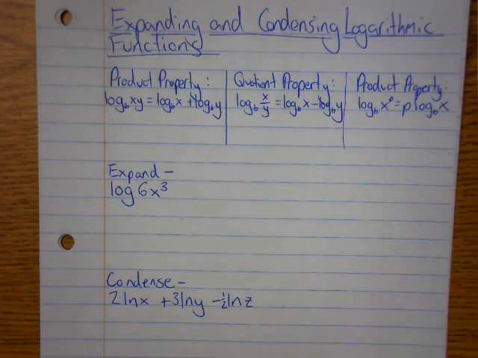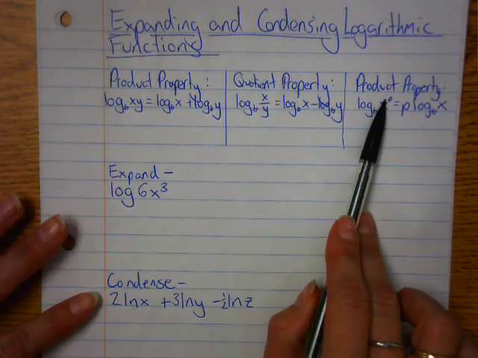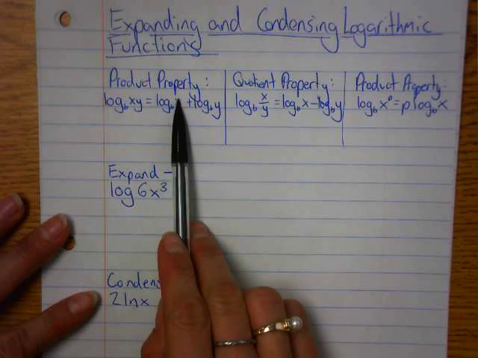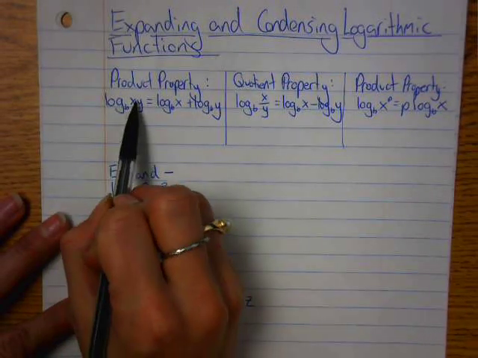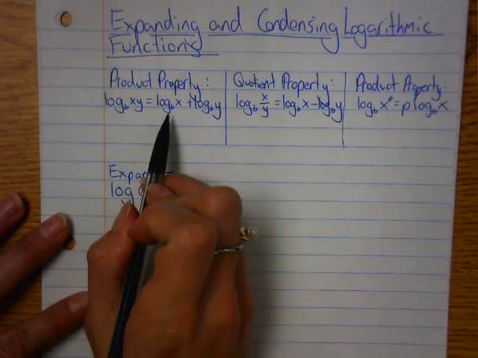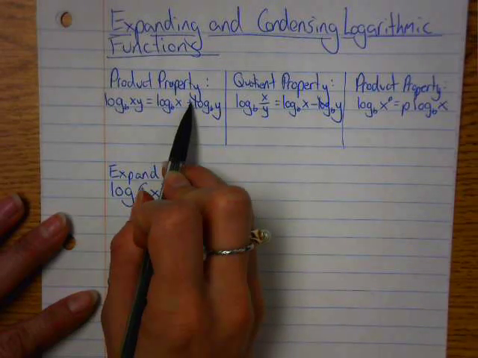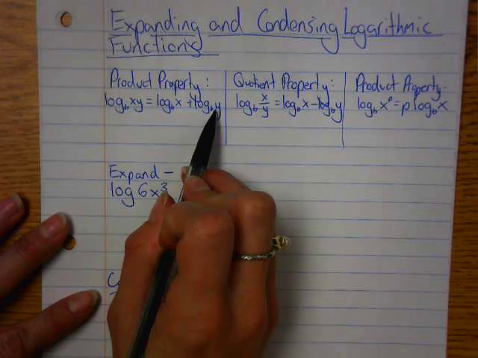Alright, so in this video I'm going to talk about some properties of logarithms and how to expand and condense logarithmic functions, primarily using the product property, the quotient property, and the power property. So the product property, just as a reminder, tells us that if we have one log base b of x times y, then that can be broken into two logs with that same base b that are added together, log base b of x plus log base b of y.